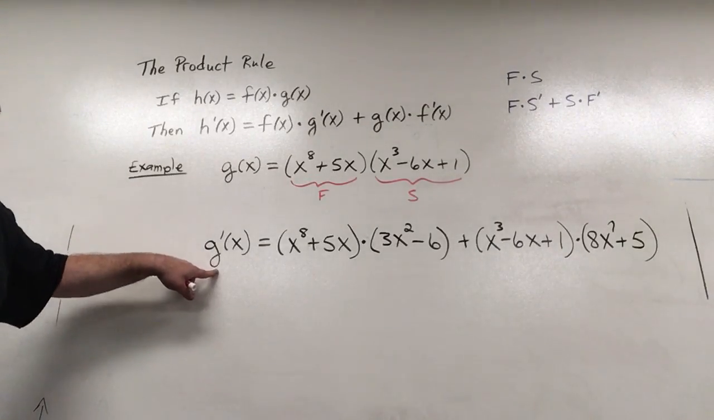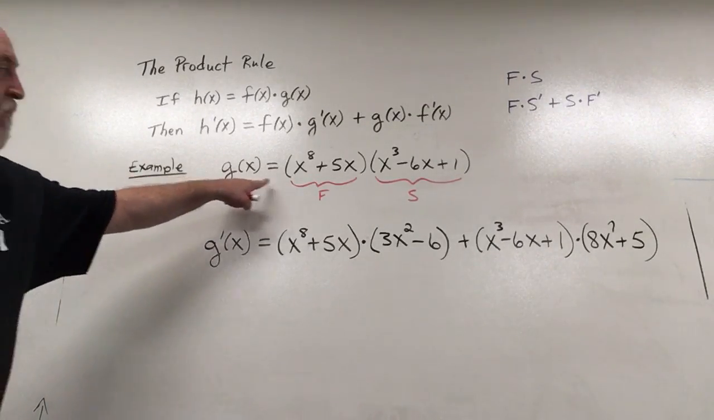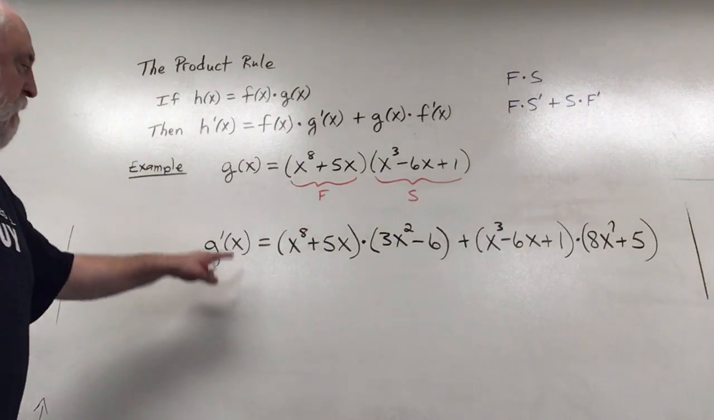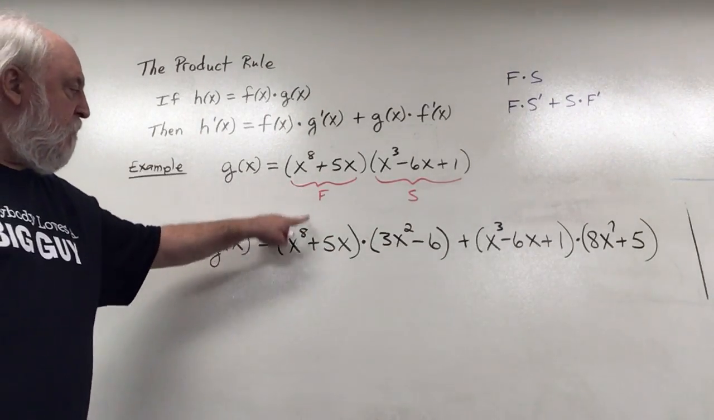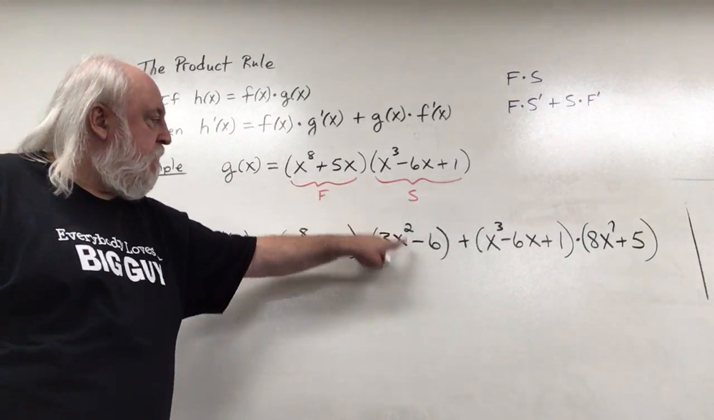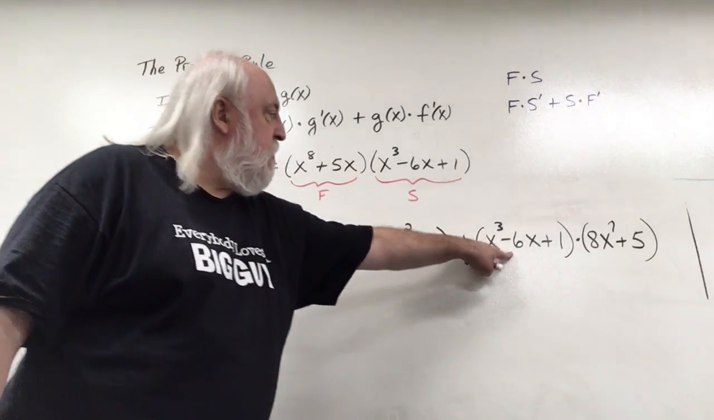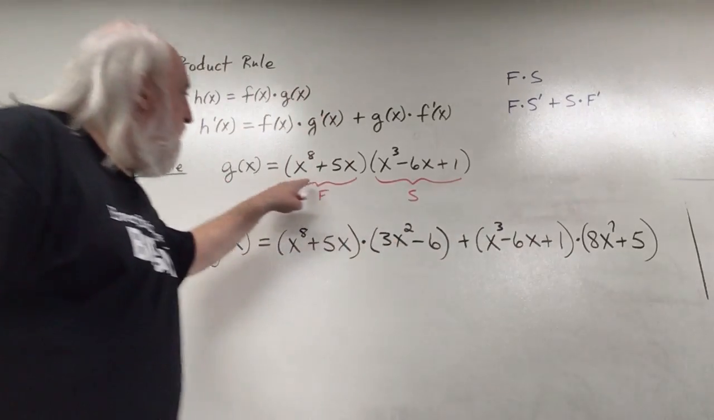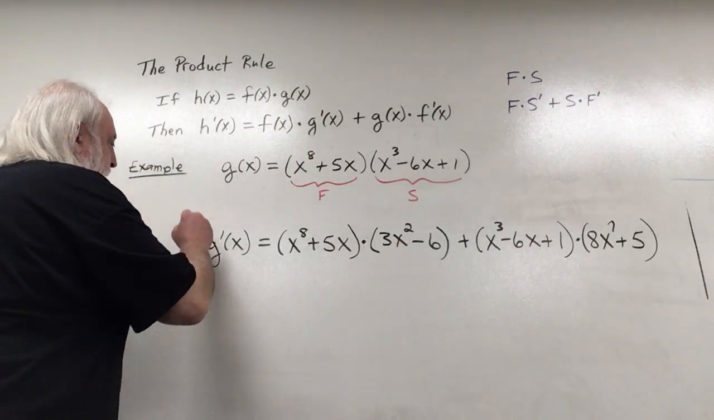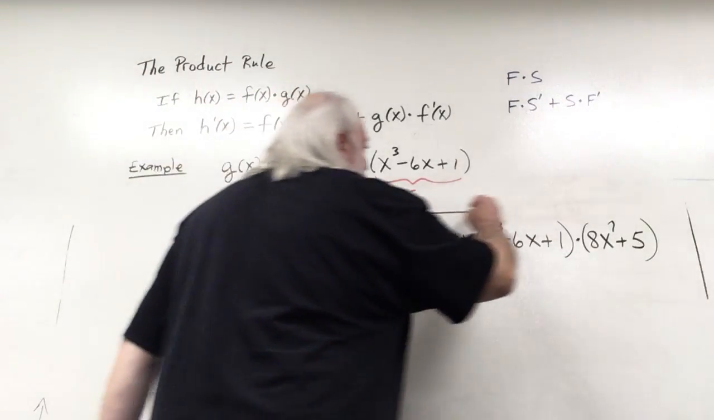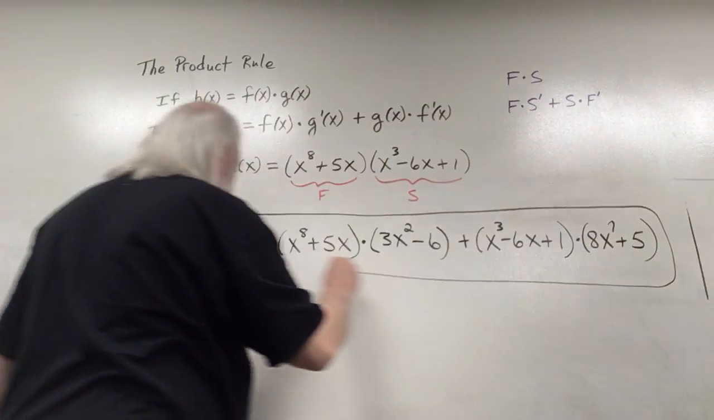So this is the derivative of g of x, okay? G prime of x is equal to the first function times the derivative of the second function plus the second function times the derivative of the first function on the right-hand side. And we're done. You don't have to simplify.